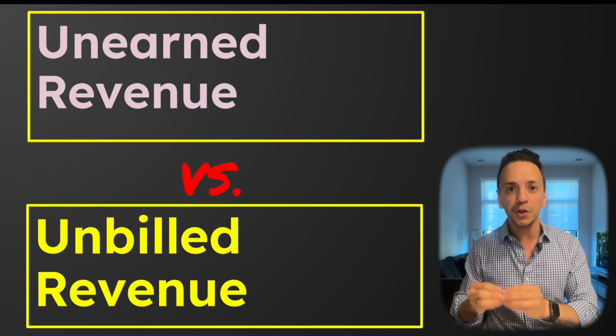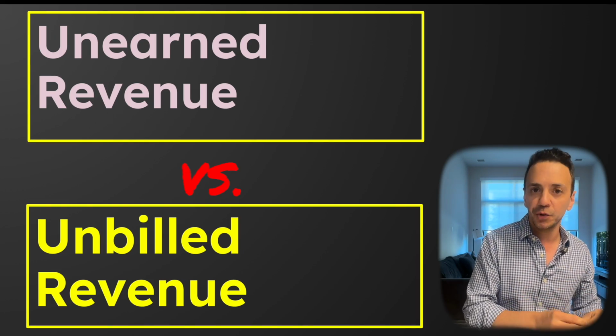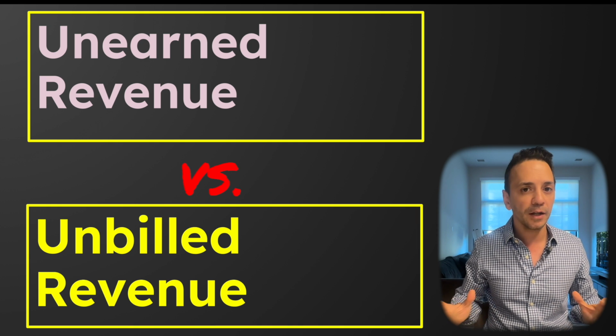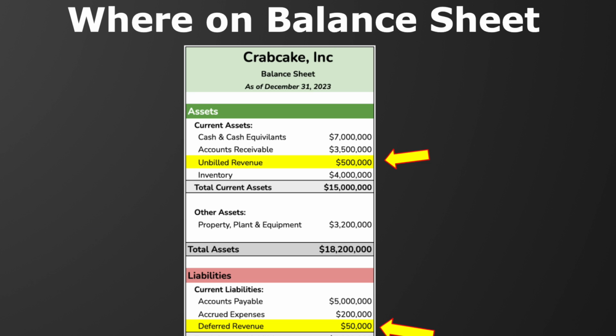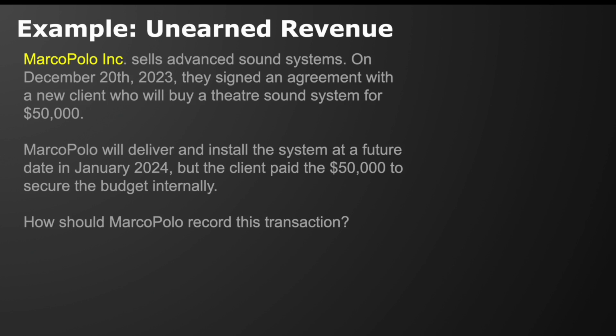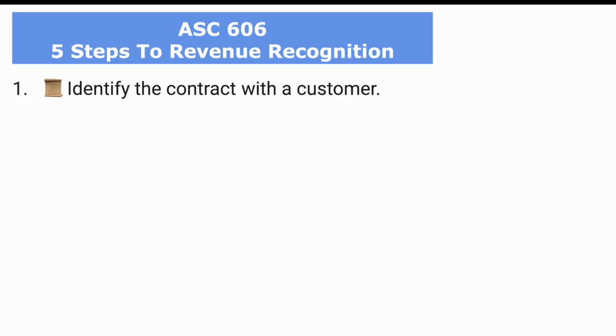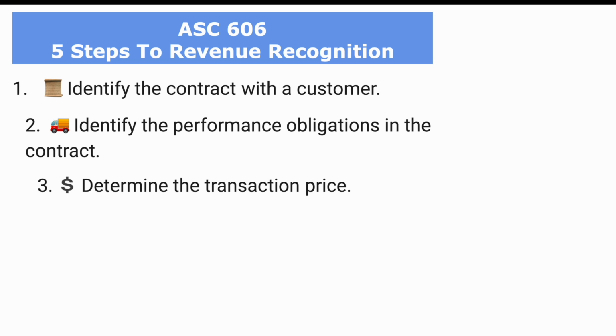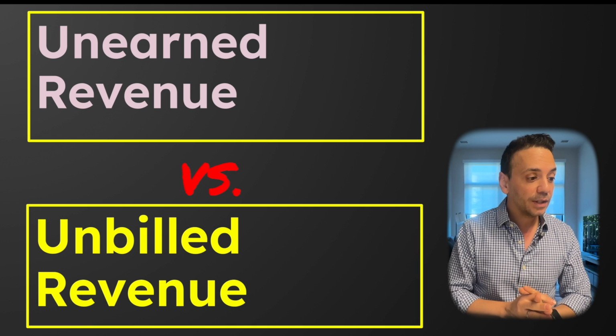In today's video, we're talking about the differences between unearned revenue and unbilled revenue, which are two different accounts on the balance sheet. One is a liability and the other is an asset. So we'll talk about some real life examples that show these two accounts, how they occur and how they are recorded. And then we'll talk about the revenue recognition standards under ASC 606 to illustrate how it drives these two accounts. So let's dive right in.